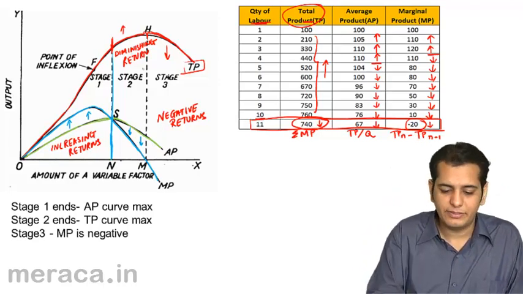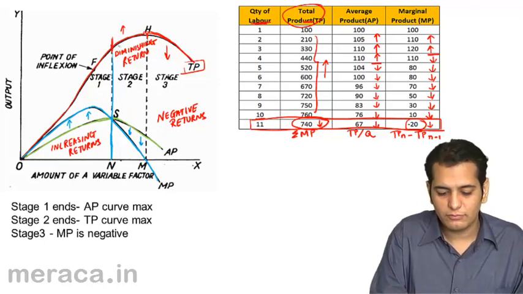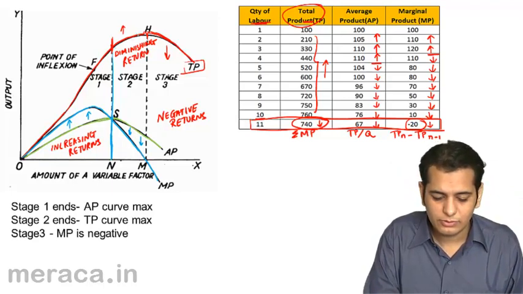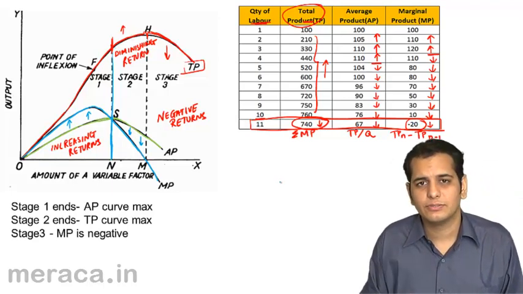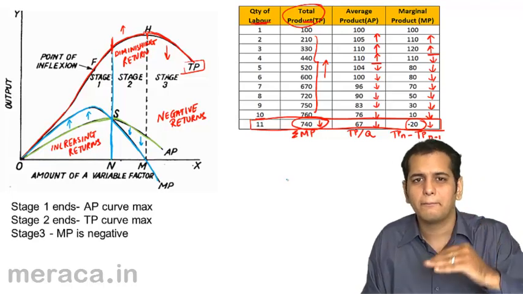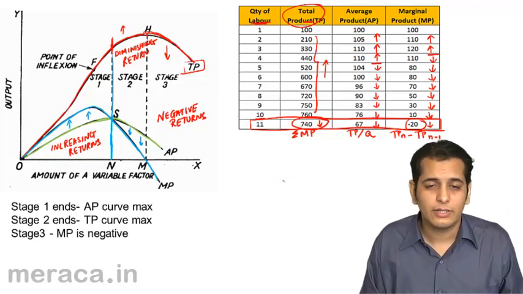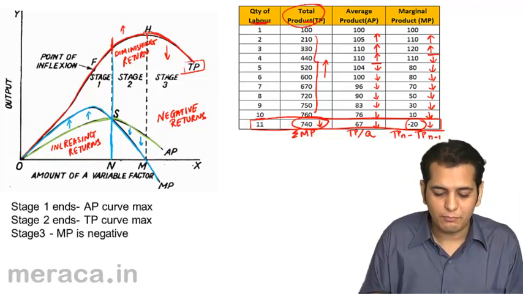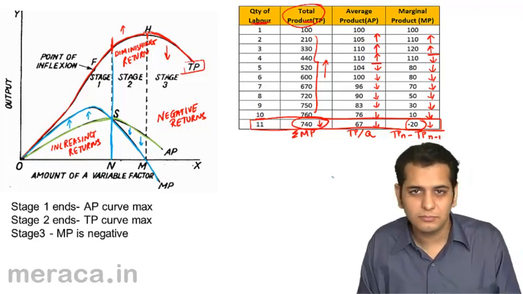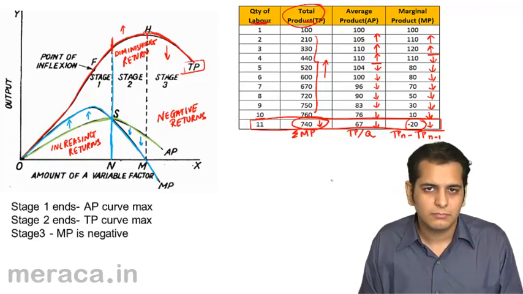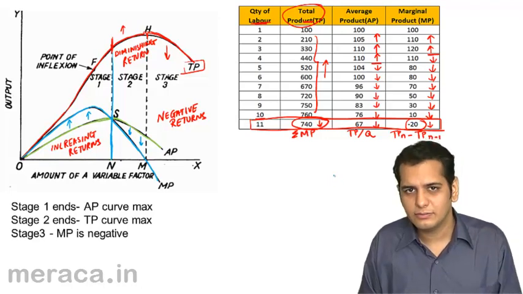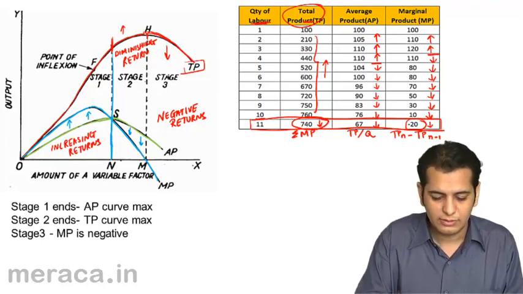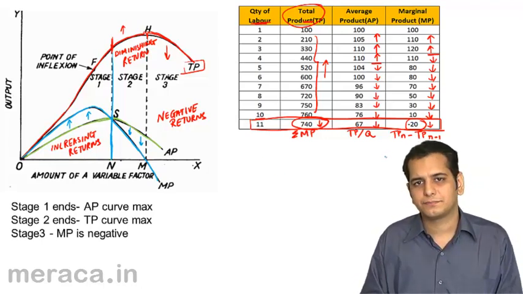So in this stage, we see that the total product curve becomes a bit flatter. This is in the second stage. The total product curve is now bending towards the x-axis. It is not rising. And finally at point H, where it is maximum, where it is steady, the second stage ends. This marks the end of the second stage.